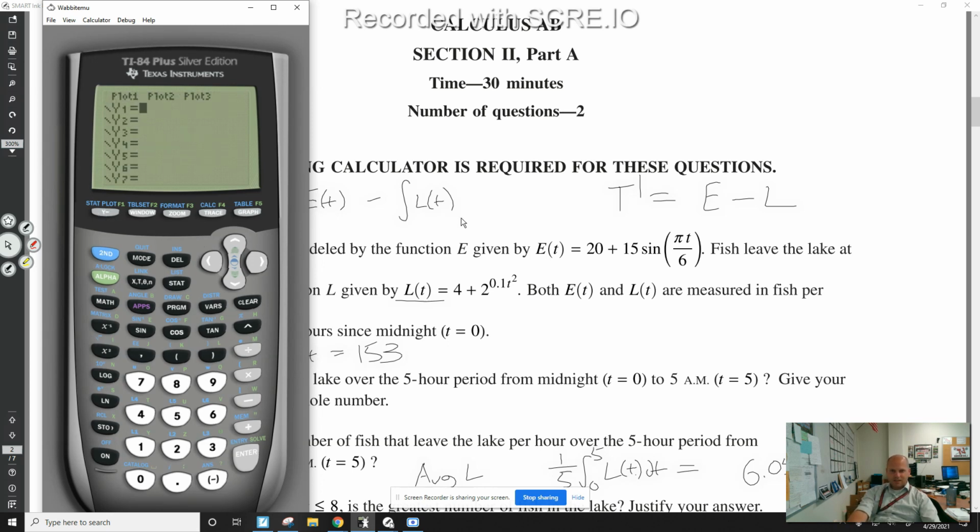We don't look at the derivative of E, the derivative of L. No. These are derivatives. 20 plus 15 sine pi t over 6. You can look at these separately if you want to, see like rate in minus rate out, and you should be able to figure it out, but I prefer to look at them together. Just make sure you're subtracting the entire L. I'm also going to graph 0. We're looking from the window of 0 to 5.